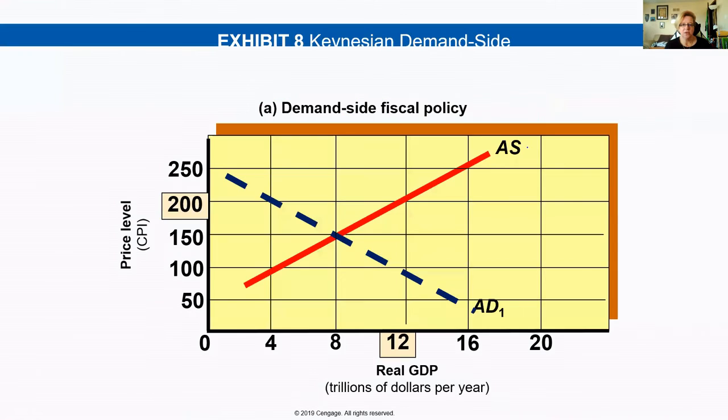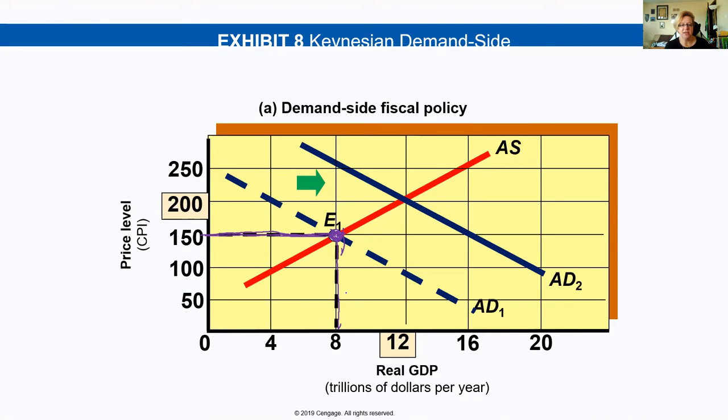Okay. So here's an example. Here's demand side fiscal policy. Again, a decrease in taxes and an increase in spending. Right now, our current state is that we have a consumer price index of 150 basis points and the real GDP is at 8. Then we increase government spending, decrease taxes, and that shifts the aggregate demand curve outward to the right.